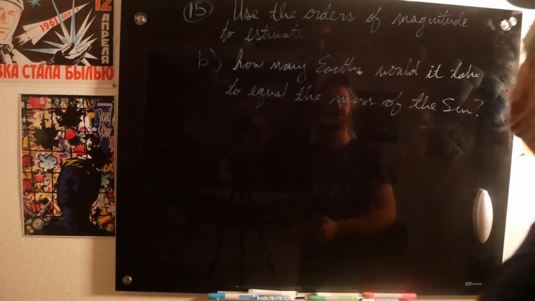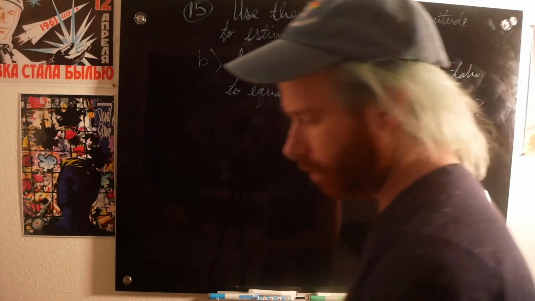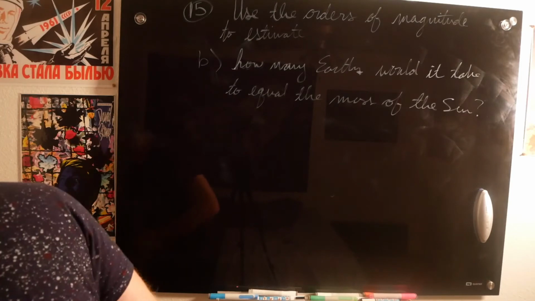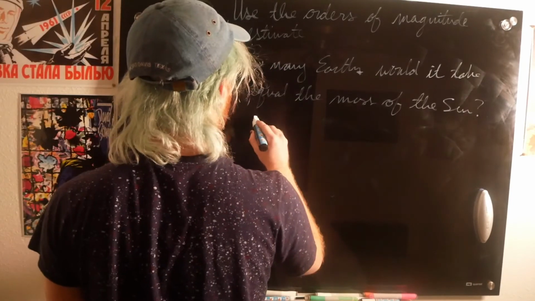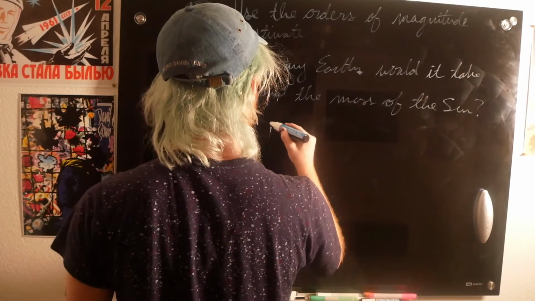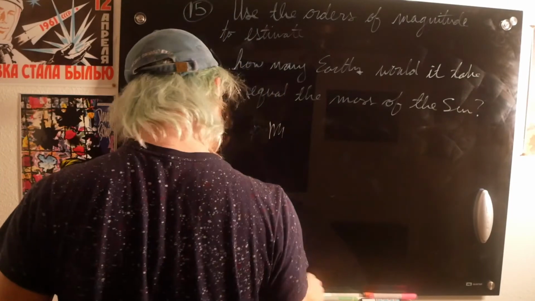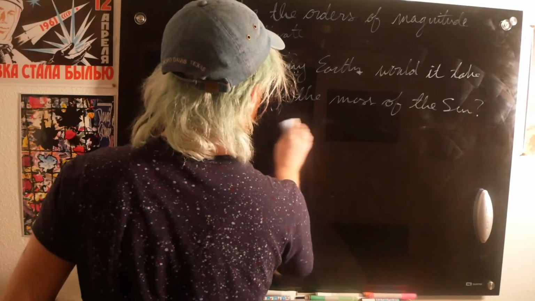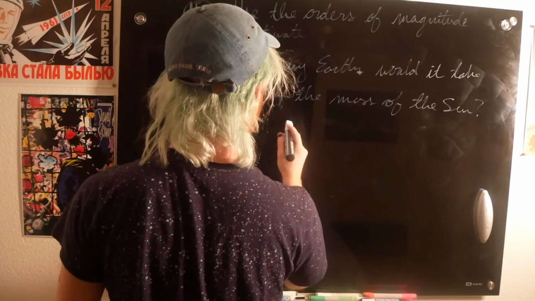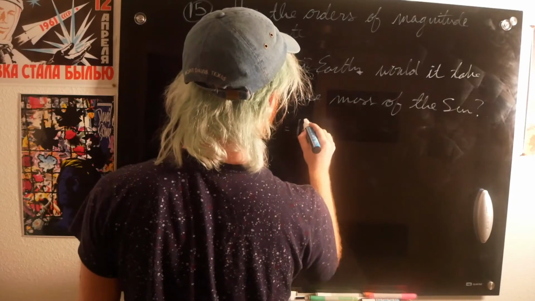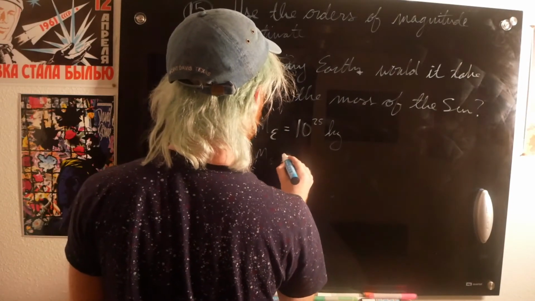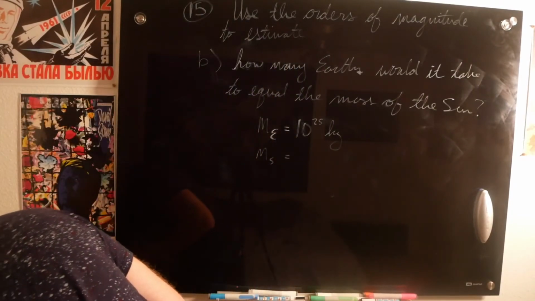So this question is how many Earths would it take to equal the mass of the Sun? Well, we have our order of magnitudes here. The mass of the Earth is going to be an estimate of 10 to the 25th kilograms. Mass of the Sun is going to be, I think, 10 to the 30 kilograms.